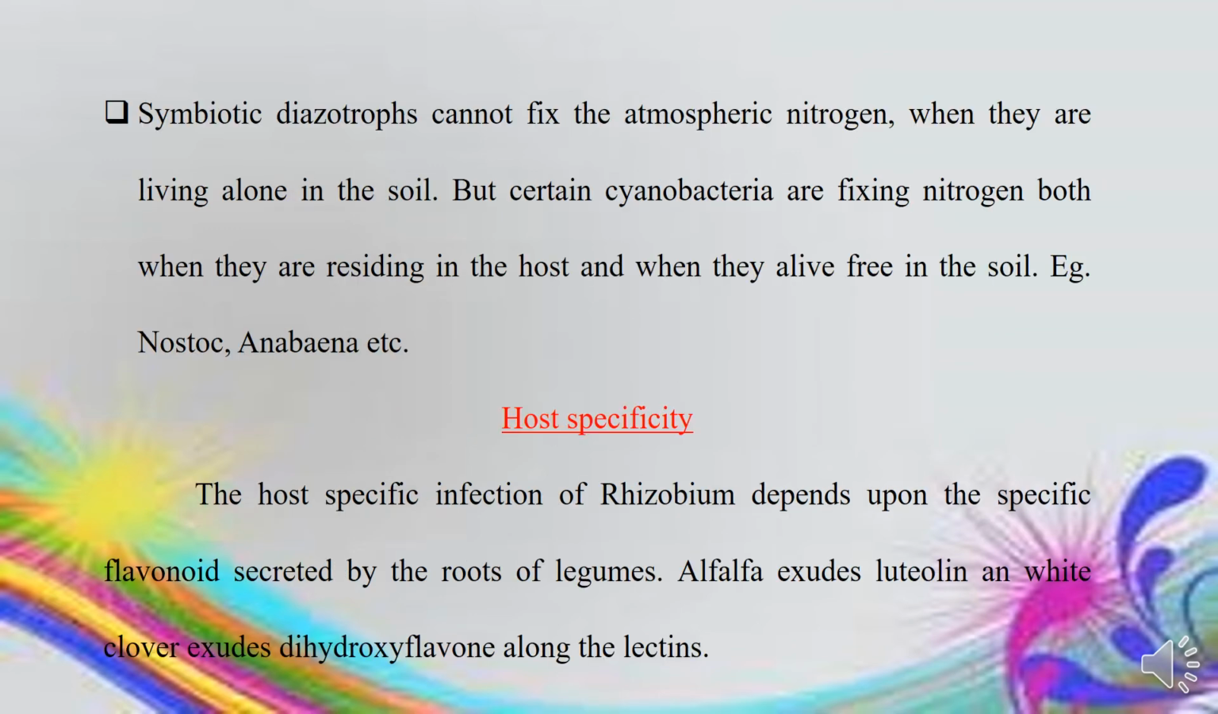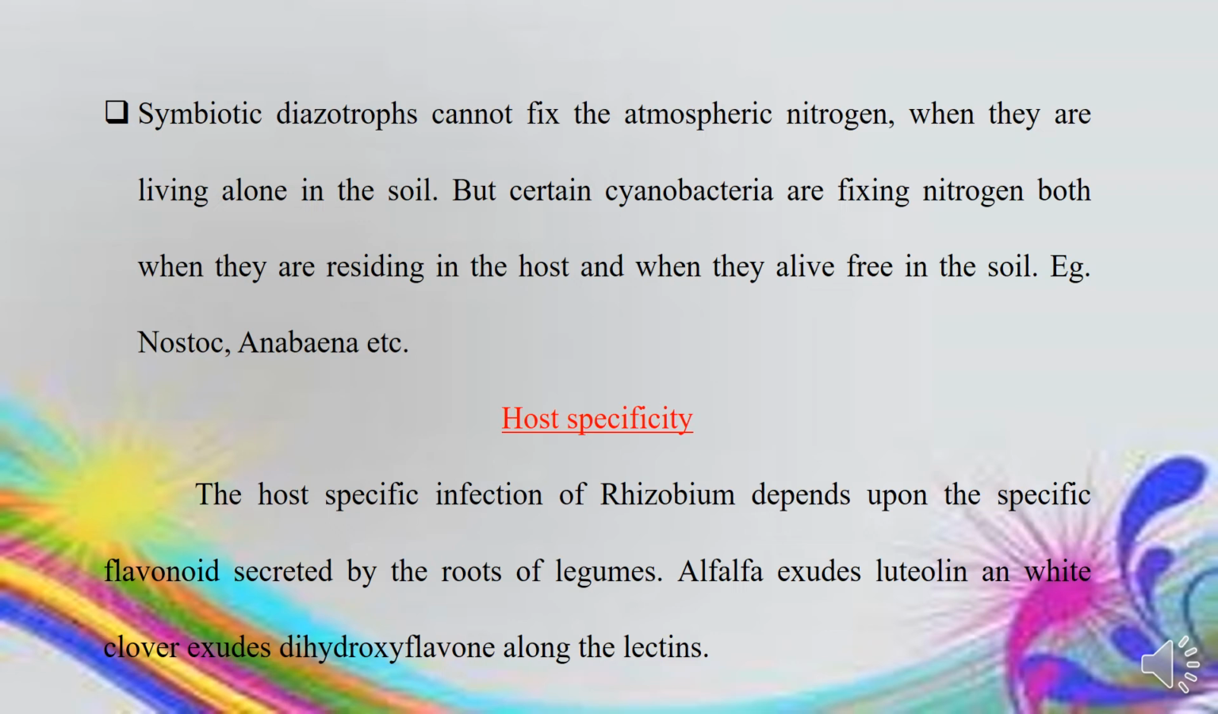So symbiotic diazotrophs cannot fix atmospheric nitrogen when they are living alone in the soil, but certain cyanobacteria fix nitrogen both when they are residing in the host and when they are living free in the soil. Example, Nostoc, Anabaena, etc.